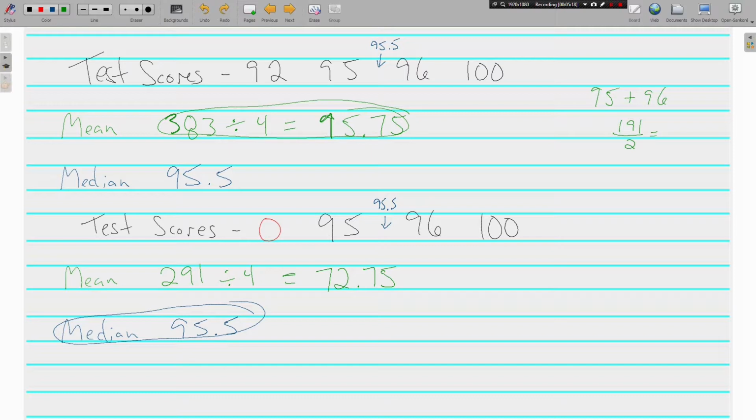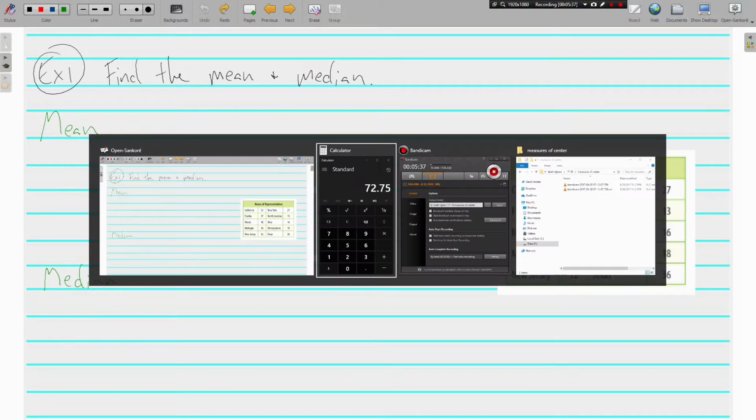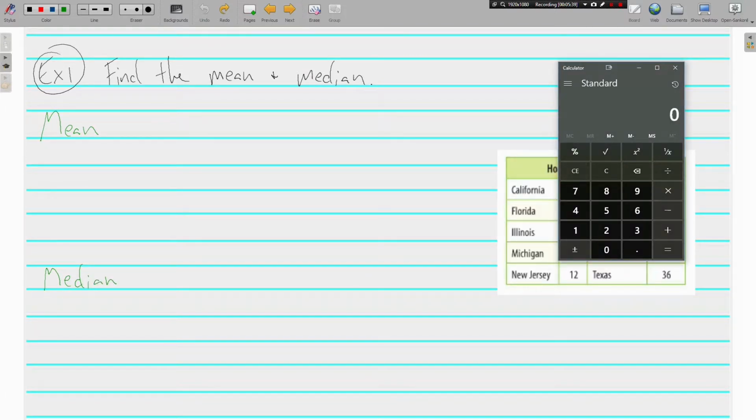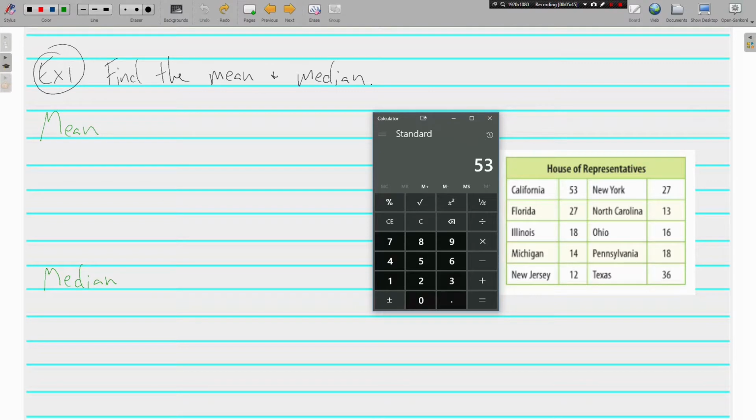Okay, let's look at a couple more examples involving mean and median. This one says find the mean and median. We've got numbers of people in the House of Representatives from each state. Going to bring the calculator back to add those. We've got 53 plus 27, 18, 14, 12, 27 again, 13, 16, 18, and 36.